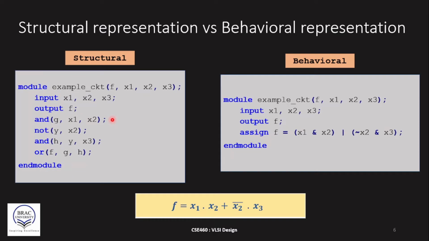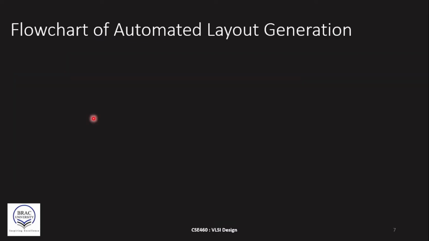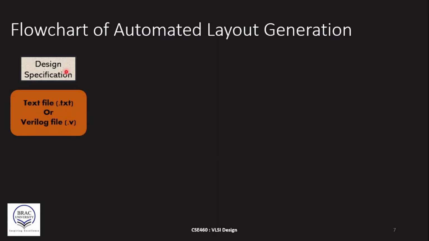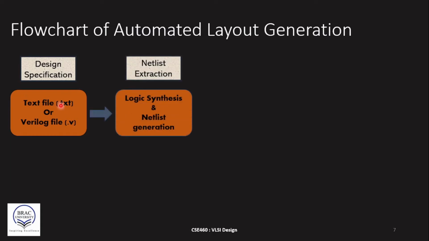snippet on the left. In this slide, we will see a rough flow diagram of the automated layout generation process. At first, at the design specification stage, the circuit description is inserted into the software in the form of a text file or a Verilog file. Next, the circuit netlist is extracted from the input using logic synthesis.